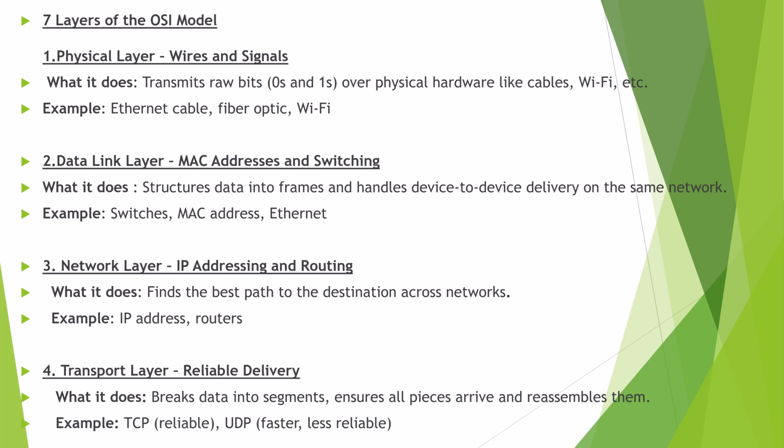The fourth layer is the transport layer. It gives reliable delivery. What it does is break the data into segments, and ensures all pieces arrive and reassemble them. The examples are TCP and UDP.